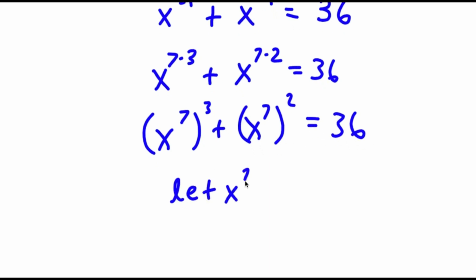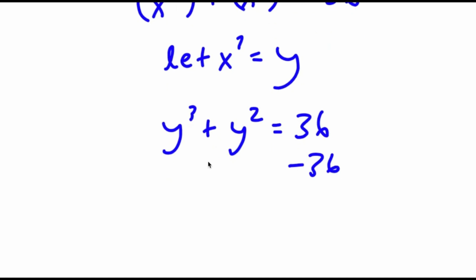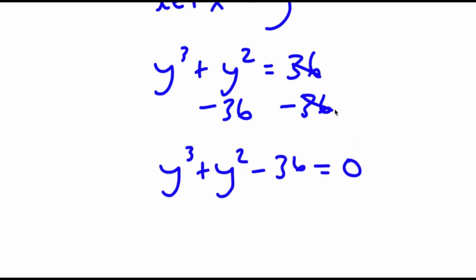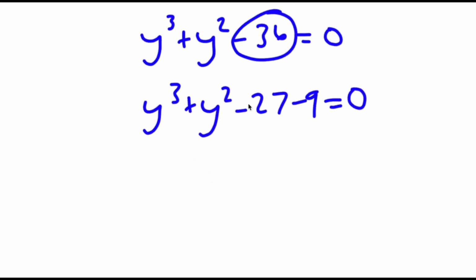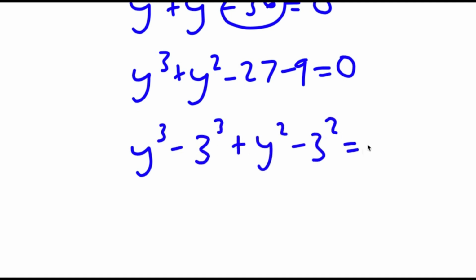Now I can let x to the power of 7 equal to the variable y. So now I have y to the power of 3 plus y squared is equal to 36. Now if I subtract 36 on both sides, these two cancel out, and I get y to the power of 3 plus y squared minus 36 is equal to 0. Now negative 36, I can rewrite as negative 27 minus 9. And now I can rewrite this as y to the power of 3 minus 3 to the power of 3 plus y squared minus 3 squared is equal to 0.